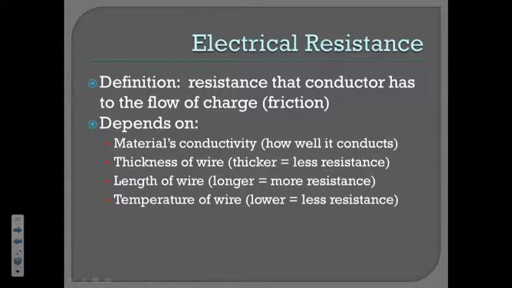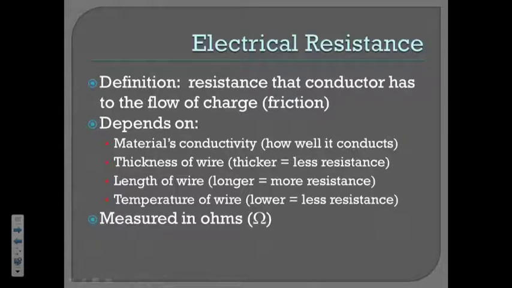Temperature is also a factor in resistance. The lower the temperature, the less resistance that we have. So actually, electrical things tend to work better in some cases if things are cold. It just allows the electrons to flow better because there's less resistance.